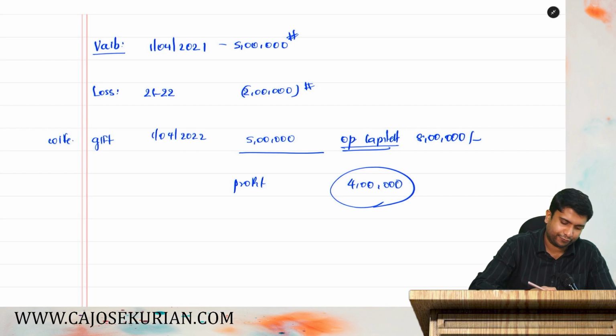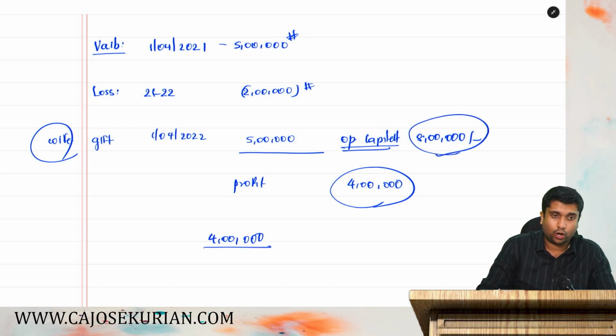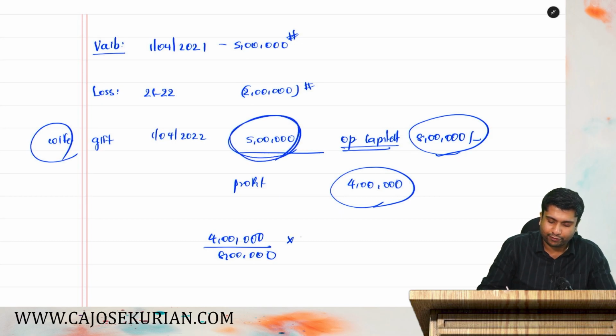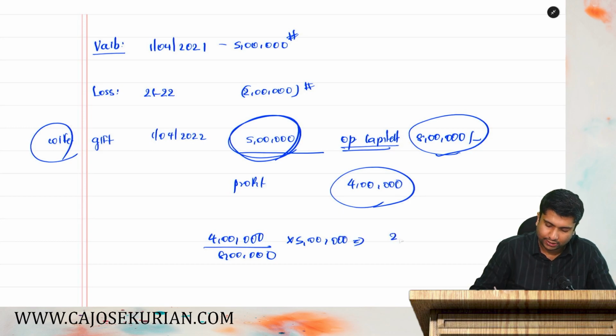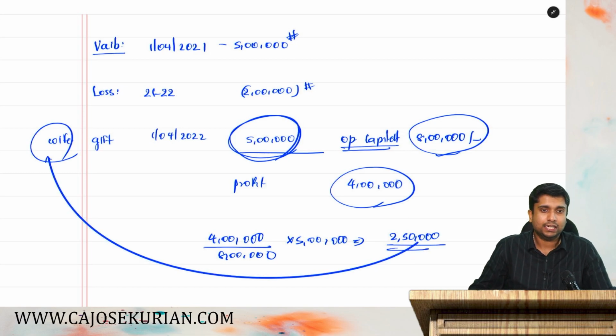Vaishali is his wife. So very simple, you take the total profit of 4 lakh, then divide by the total opening capital, that is 8 lakh. Out of that, how much is the gift received from wife? 5 lakh. So how much will be the proportionate profit, friends? 2 lakh 50,000 is the proportionate profit to be clubbed in the hands of his wife. That is the final answer to the question.